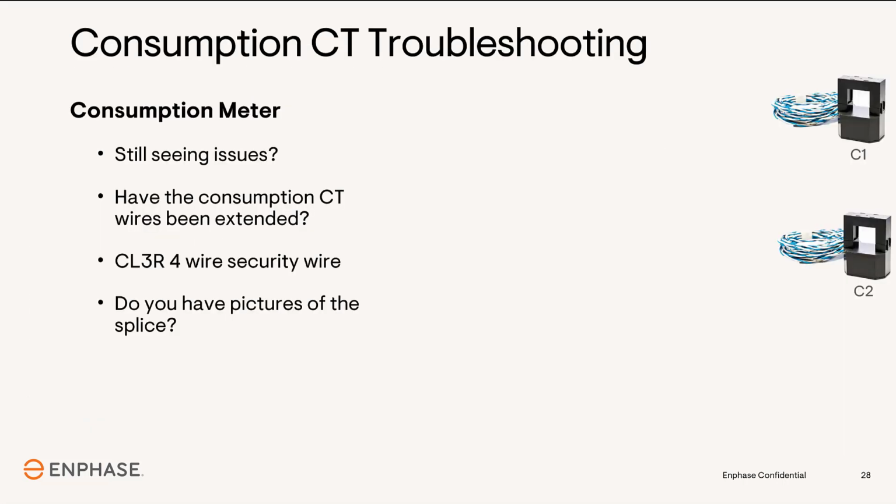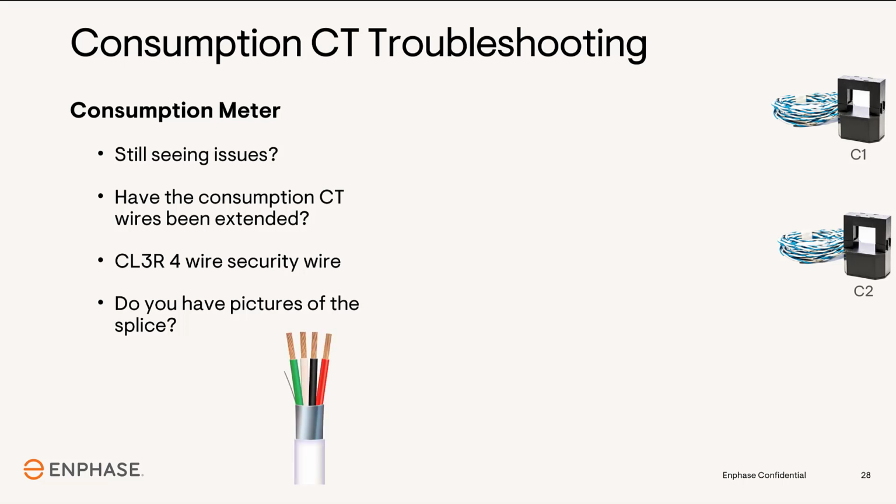In some installations, the consumption CT's wires could have been extended if the distance between the gateway and the utility feeder lines was longer than the supplied CT wires. This should be noted somewhere on the installation design and should be confirmed before going to the site. Extending the CT wires isn't a difficult task, but keeping track of the colors of the CT wires through the extended cable can pose a challenge. Enphase has seen installation errors with this process that show up as reversed polarity.